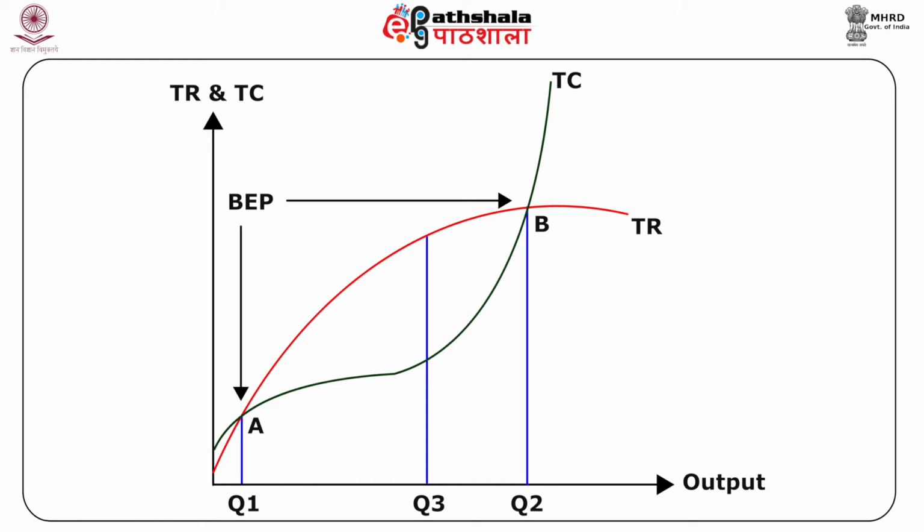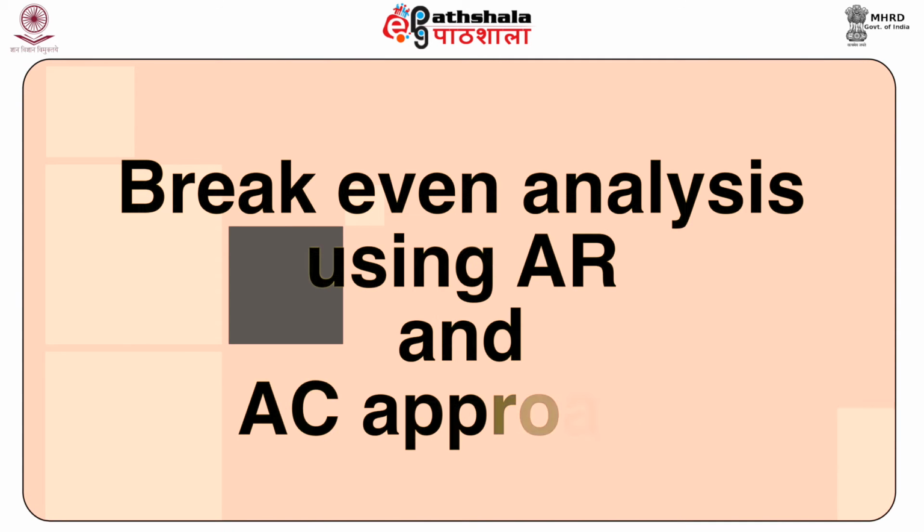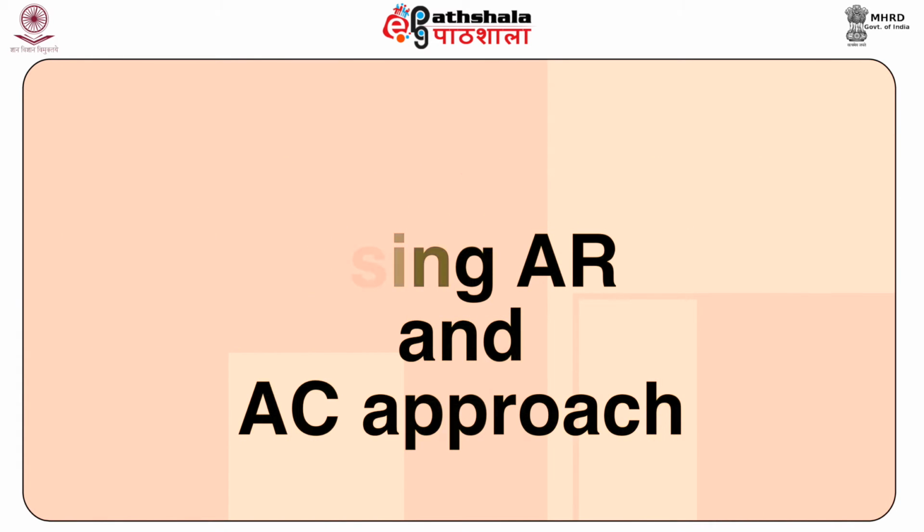According to figure 6 above, the TR curve cuts the TC curve at two points, A and B. So the break-even quantities will be Q1 and Q2. A monopoly firm will earn profits if it produces a level of output that lies between Q1 and Q2. It will earn maximum profit if it produces quantity Q3, because the difference between TR and TC is maximum at this level of output. Break-even analysis using AR and AC approach.